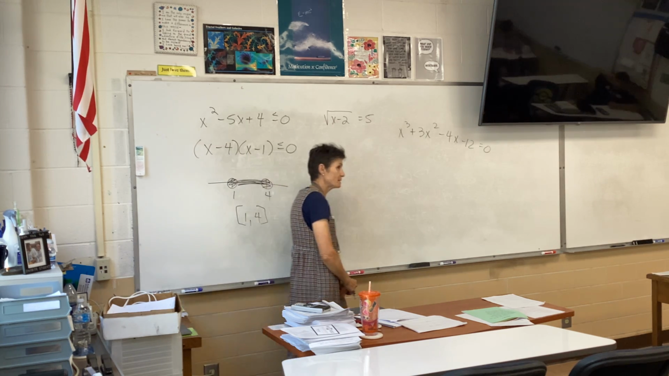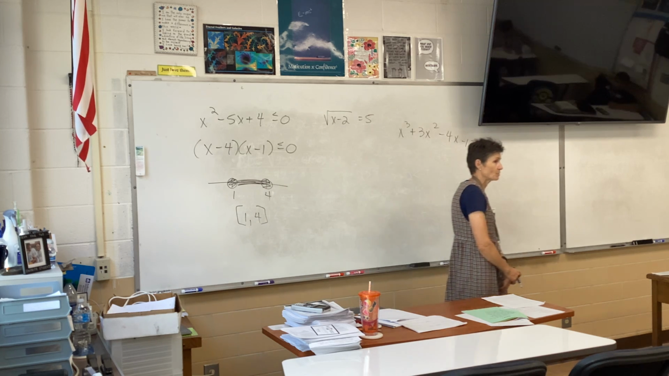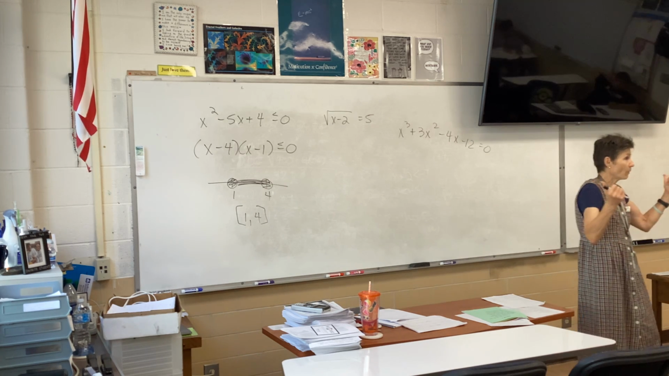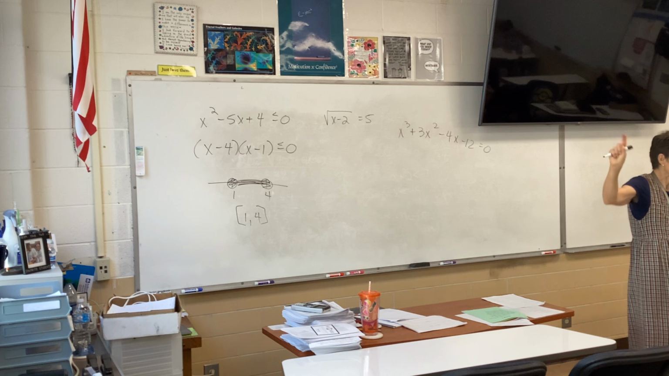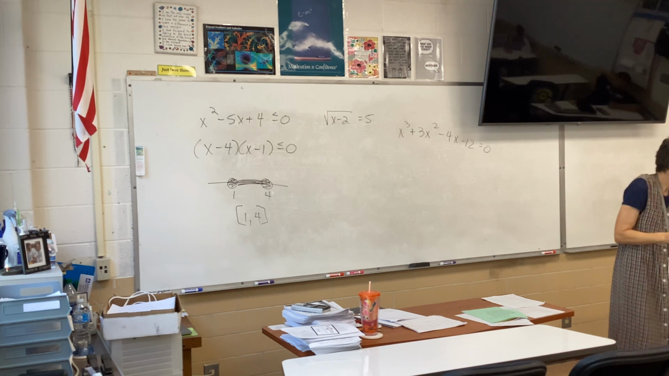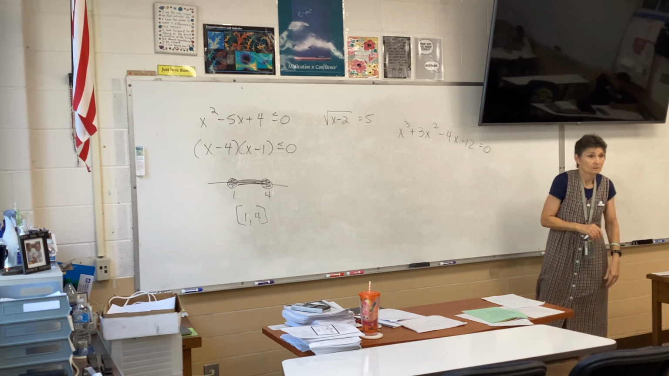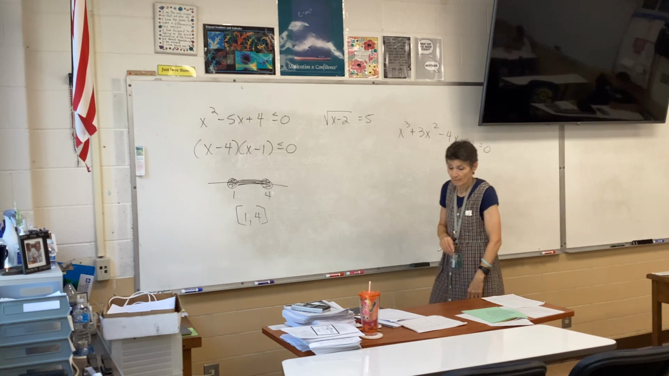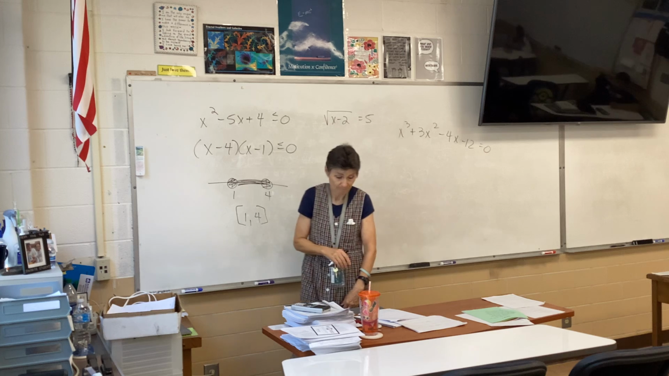How come this one doesn't have infinities like the last one did? I didn't go out, right? If I shade out, that's where the infinities are, right? I didn't shade out there, I just shaded in here. So it's just 1, 4. Anybody have a question about that?